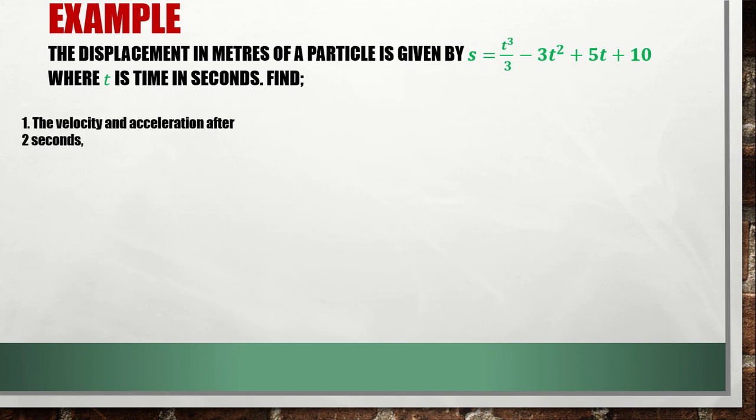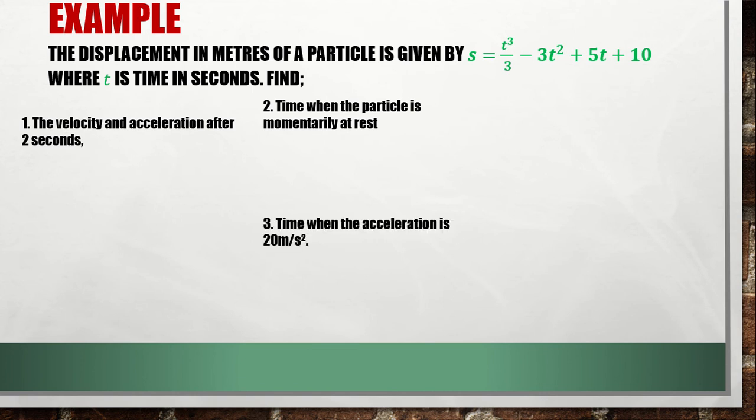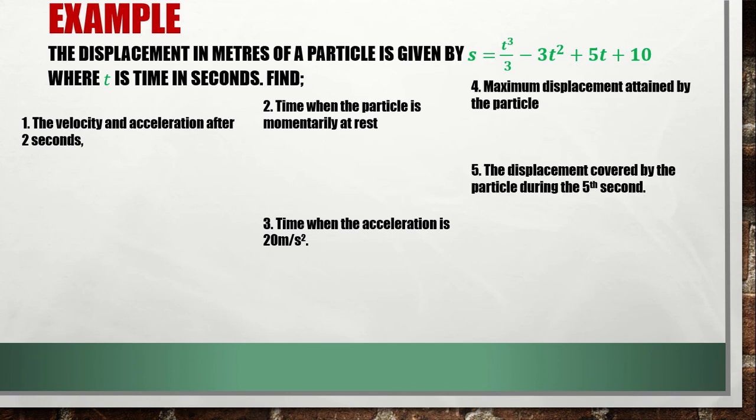Find 1. Velocity and acceleration after 2 seconds. 2. Time when the particle is momentarily at rest. 3. Time when the acceleration is 20 meters per square second. 4. Maximum displacement attained by the particle. And then 5. The displacement covered by the particle during the 5th second.